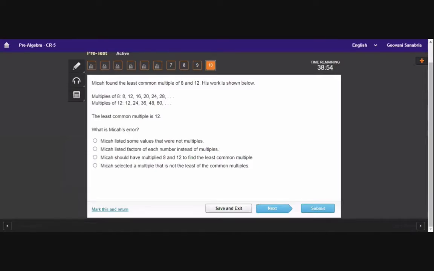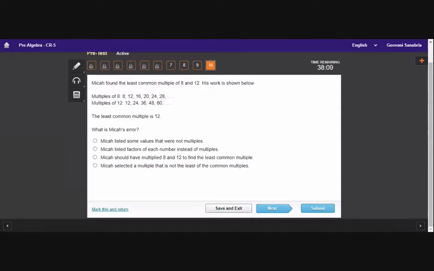Mika listed some values that were not multiples. That's true because 12 was not a multiple, and 20 was not a multiple, and 28 was not a multiple. Mika listed factors of each number instead of multiples. Factors would be smaller than the number. So that's wrong. Mika should have multiplied 8 and 12 to find the least common multiple. That doesn't always find you the least common multiple, so number 3 is wrong. Multiplying 8 and 12 together finds you a common multiple, but not the least common multiple every single time.